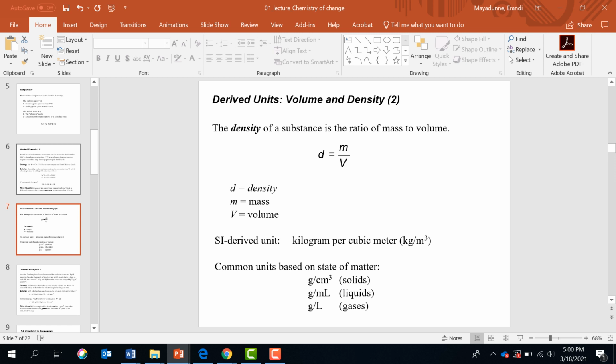Density is the ratio of a substance's mass to its volume. Density is measured by mass divided by volume, as given here. Always density, mass divided by volume.